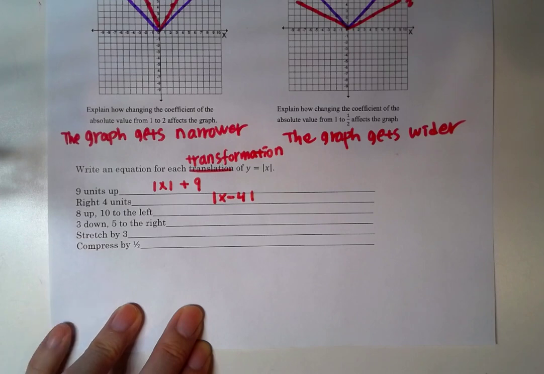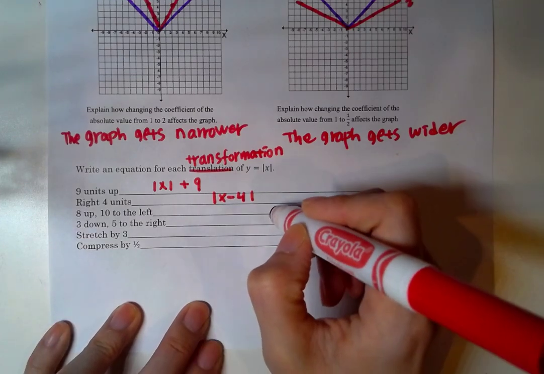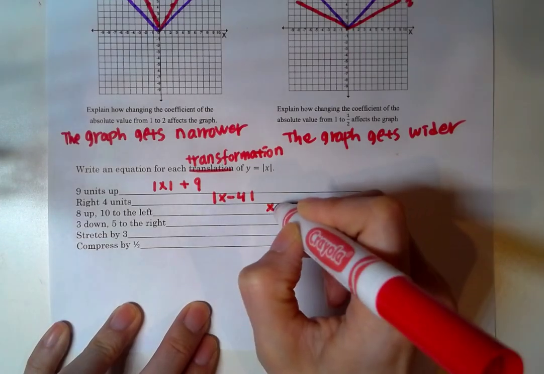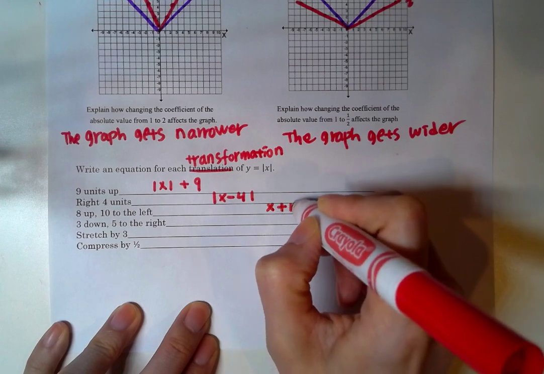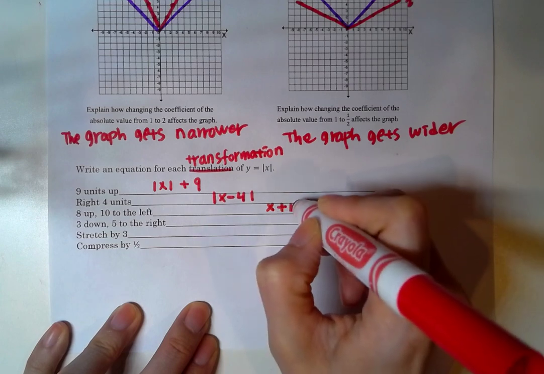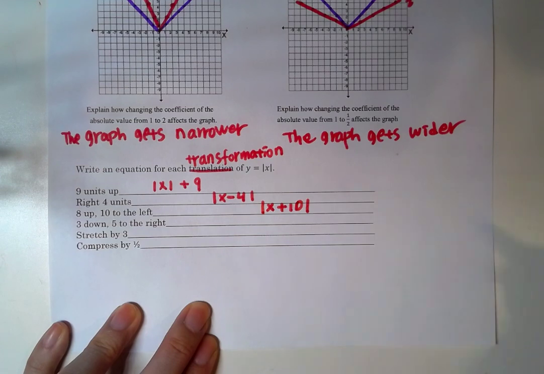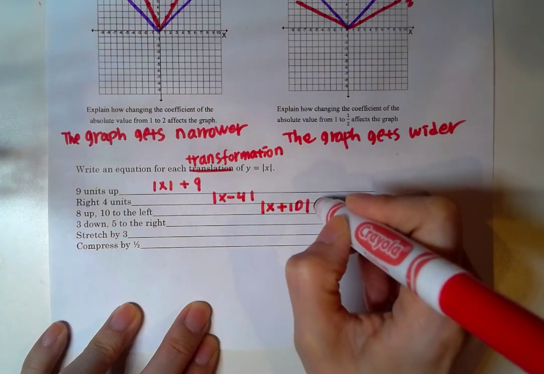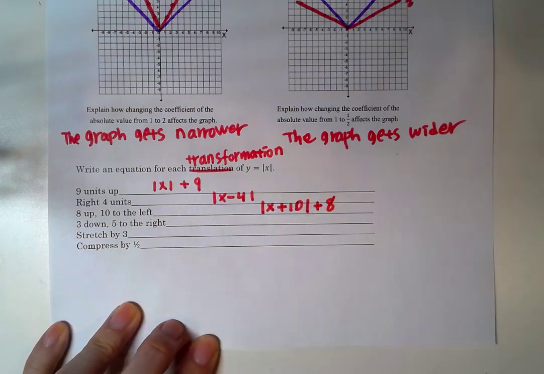X minus 4, and that's in the absolute value. So 8 up, 10 to the left. Then 10 to the left. Left, so we go plus 10. And 8 up, plus 8.